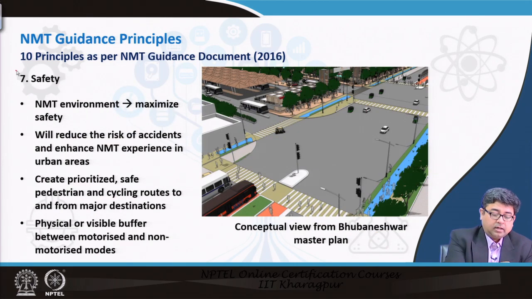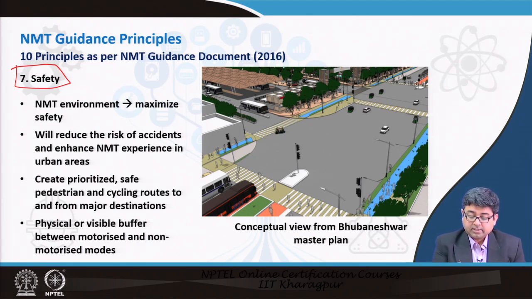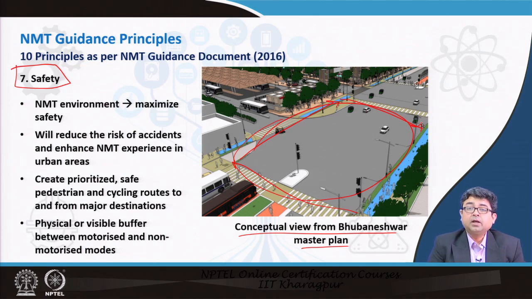The next one and crucial one is safety. You have to have your facilities designed in such a way that the users feel safe while using such a facility. Say, for example, you have such a large intersection, right. This is an example of again a conceptual view of the Bhubaneswar master plan. If you have a very large intersection where you expect people to cross from here to there and from there to there, you have to have proper safe infrastructure that would allow them to do so, right.